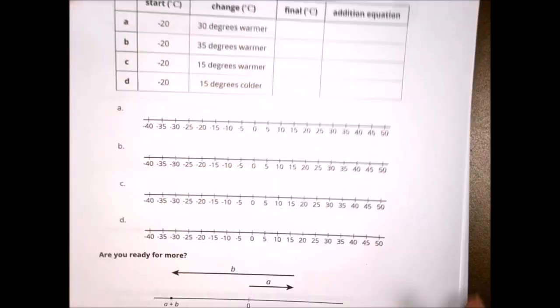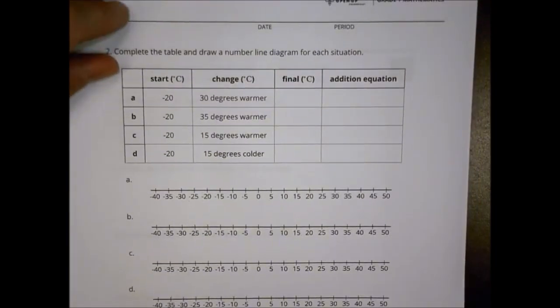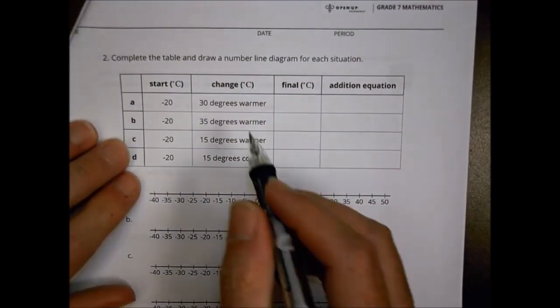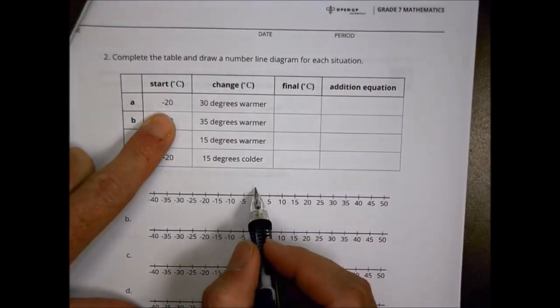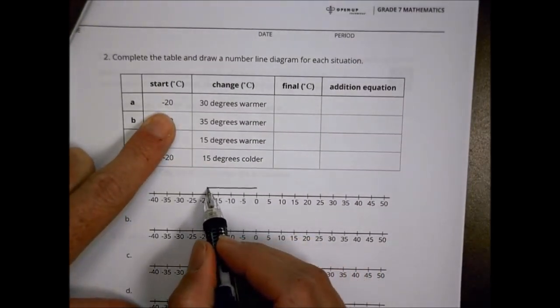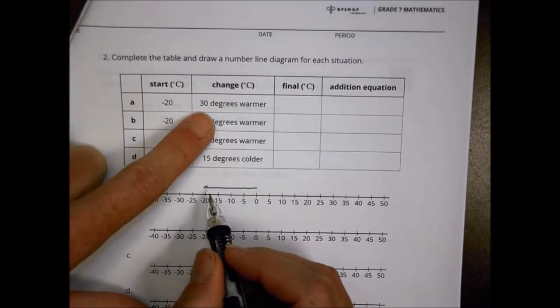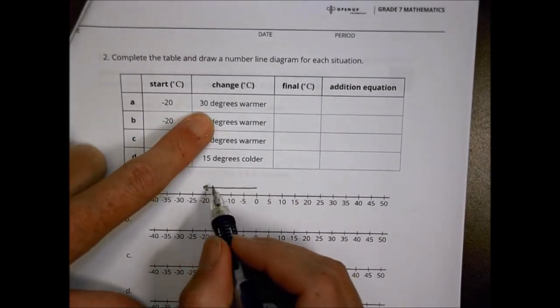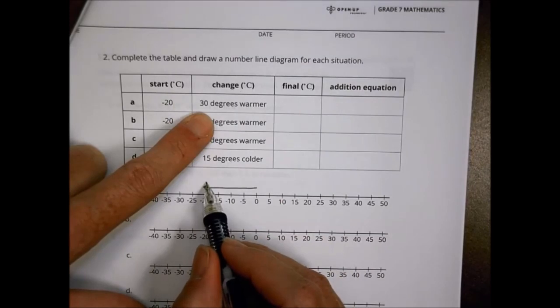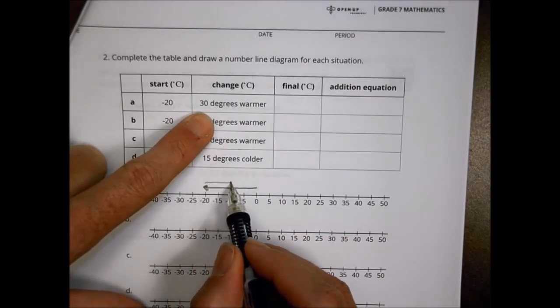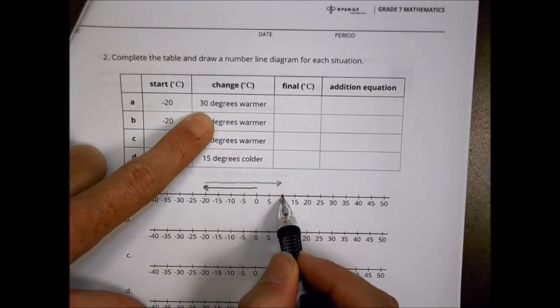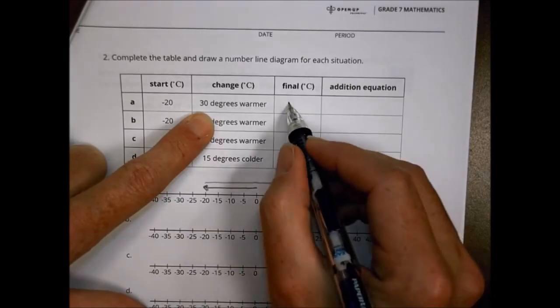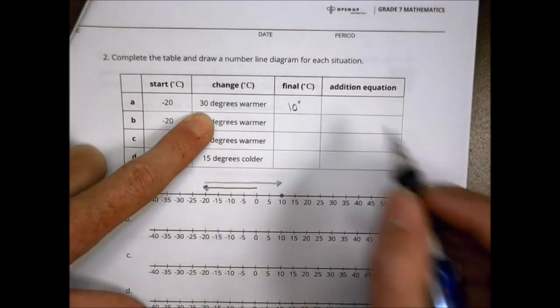It says complete this table and draw a number line for each situation. All right, so same idea, but now I'm starting at negative 20. So for A, we're going to start here at 0 and go down to negative 20 right there. And then we're going to go 30 degrees warmer. Warmer is going to be going to the right. So we'll start at negative 20 and go up 10, 20, 25, 30 to land right here at 10 degrees. So our final temperature is 10 degrees.